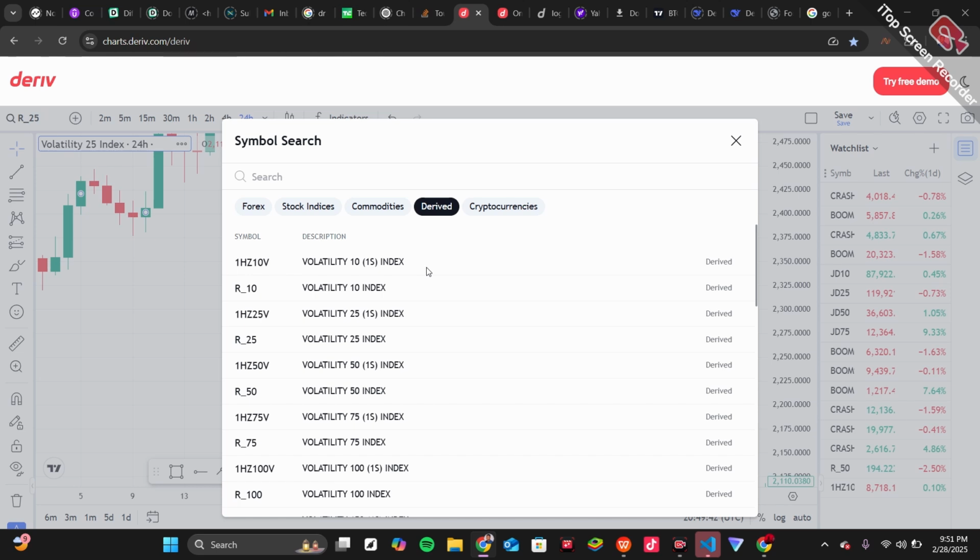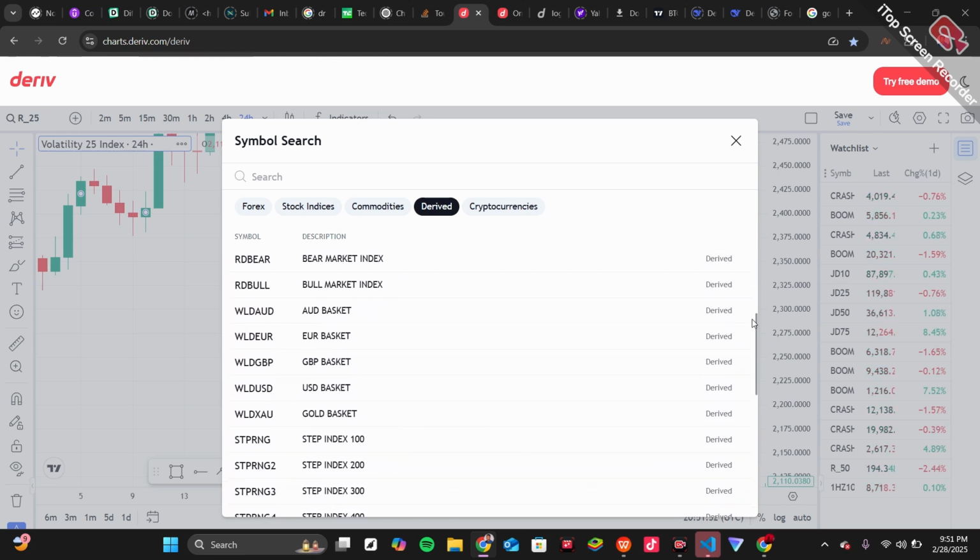Okay, because the volume are not the same. So now we also have volatility 25 1s index, and also we have volatility 25 index. Now the volatility 25 1x volume is higher than the 25 index. Same applies to all of these. So scroll down, see.